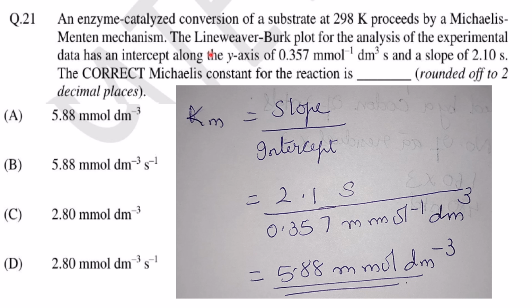So to calculate the Km value, you have the equation slope by intercept. So substitute the values, you will get 5.88 millimoles. Mole raised to minus 1 will go on the top, so it will be mole, and dm cube will become dm minus 3. So the answer here is option A, 5.88 millimole dm raised to minus 3. Okay.